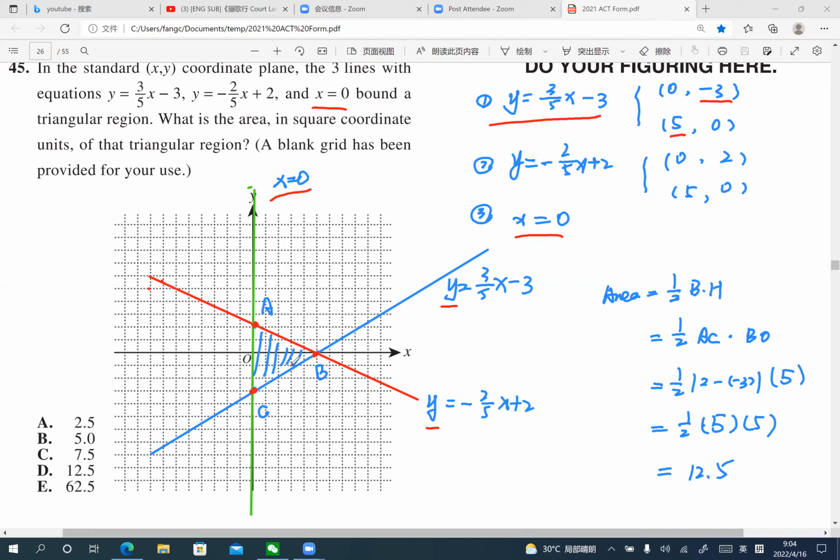The area of the triangular region is equal to 1/2 times the base times the height. After we observe the triangle ABC, the base we can use is AC, and the height we can use is BO. So the length of AC is 2 minus -3, and the length of BO is 5. So the area of the triangular region is 1/2 times 5 times 5 equals 12.5. So question 45, we should choose option D.